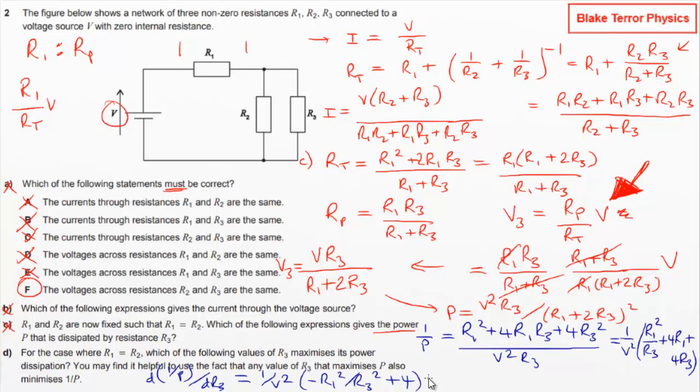And we're going to need that to be equal to 0, which means that the bit in the bracket has got to be equal to 0. So that means we're going to have R1 squared over R3 squared has got to be equal to 4. What am I trying to work out? The value of R3 that maximizes the power. So we just need to make R3 the subject. So that's going to be R1 over 2. R3 equals R1 over 2.